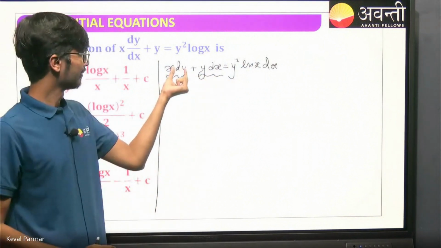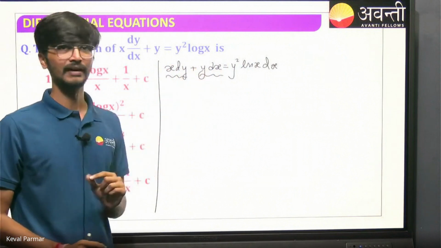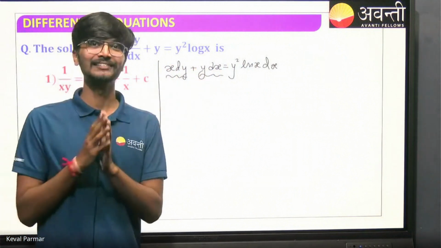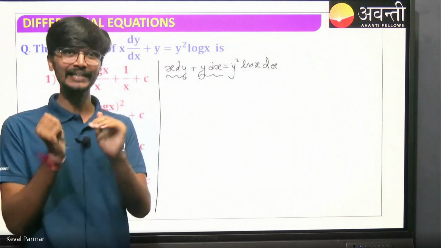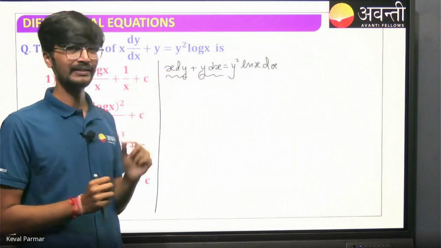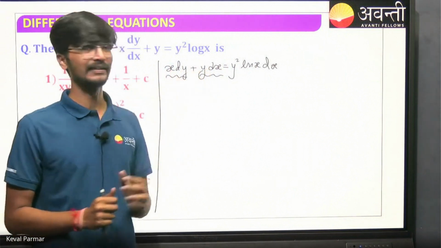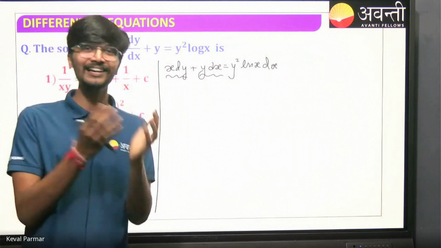It is dy, but the variable is x. Here it is dx, variable is y. So in my language, I say that these terms are not happy to integrate. Why? Because we will integrate with respect to y, but the term present is x. We will integrate with respect to x, but the term present is y. So these are unhappy terms.